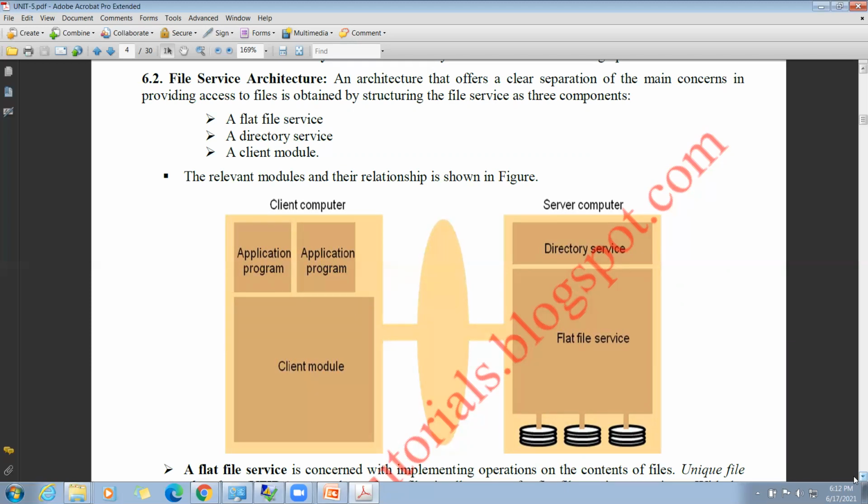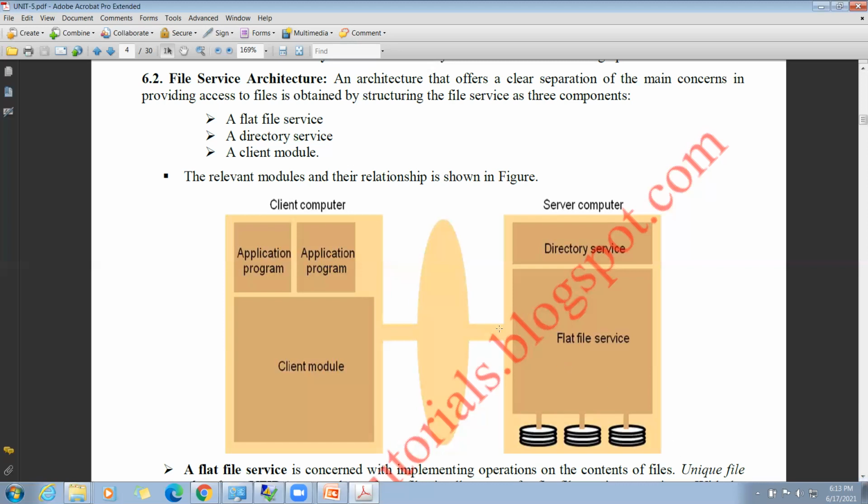Here the relevant modules and their relationship are shown in the figure. We have a client computer. In the client computer, we have some application programs, and this is the client module. In the server computer, we have some directory services. This directory service will provide different files. These different files will be accessed by the clients upon request.